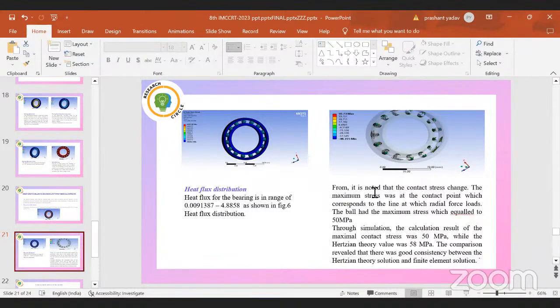From it, it is noted that the contact stress changes. The maximum stress was at the contact point, which corresponds to the line at which the radial force is low. The ball had the maximum stress, which equaled 50 MPa. Throughout the simulation, the calculated maximum contact stress was 50 MPa, while the Hertzian theory value was 58 MPa. The comparison revealed that there was good consistency between the Hertzian theory solution and the finite element solution.